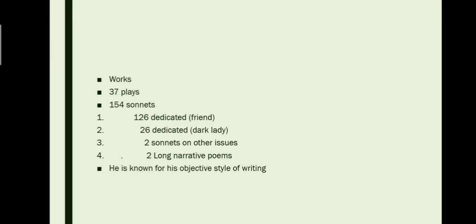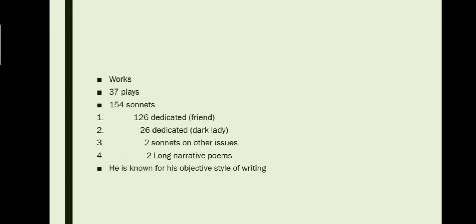As far as his works are concerned, he wrote almost 37 plays and 154 sonnets. His 37 plays include not only tragedies and comedies, but also some historical plays. His sonnets are divided into two categories. Category number 1 includes 126 sonnets dedicated to his friend, who is also known as the Earl of Southampton, and the next 26 sonnets are dedicated to the Dark Lady. His two sonnets are written on some other issues. He has also written two long narrative poems.